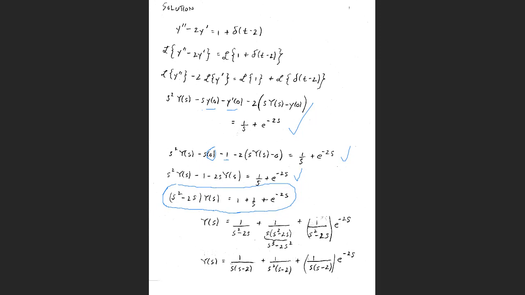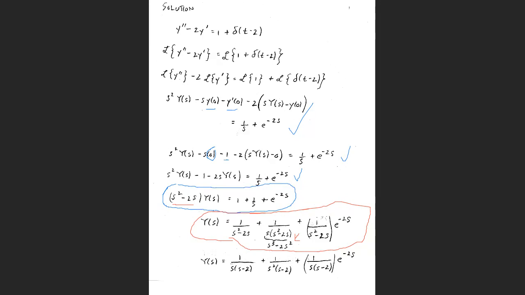Next thing I want to do then is divide by s squared minus 2s, and that gets me down to this equation at the bottom. And you'll notice that s squared times s squared minus 2s can be written as s cubed minus 2s squared in the denominator. So really, we just have to be very organized when we do these problems.